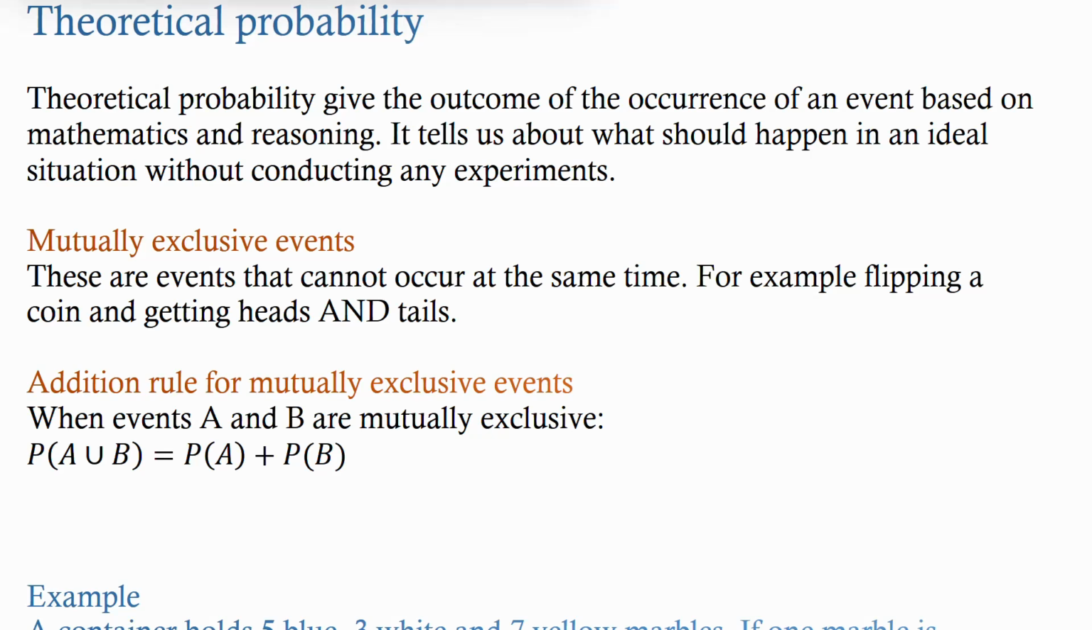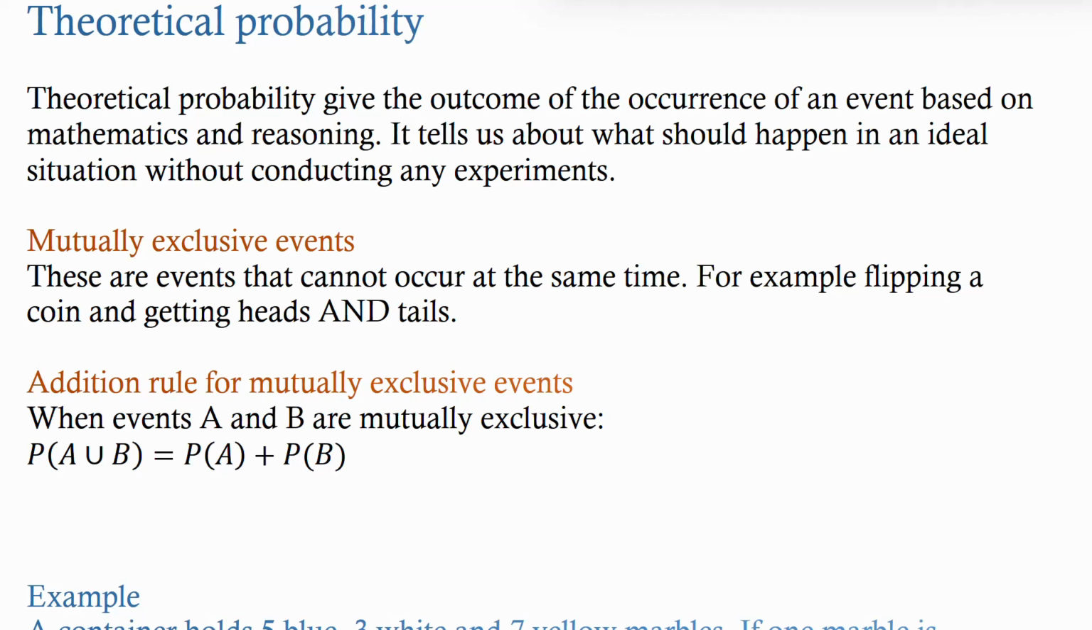In this video, we're looking at theoretical probability. Theoretical probability gives the outcome of the occurrence of an event based on mathematics and reasoning. Ideally, it tells us what should happen in a perfect situation without actually going and doing a bunch of experiments. Now, it is important to note that for experimental probability, the more trials or tests you do, the closer that probability will always get to the theoretical probability.